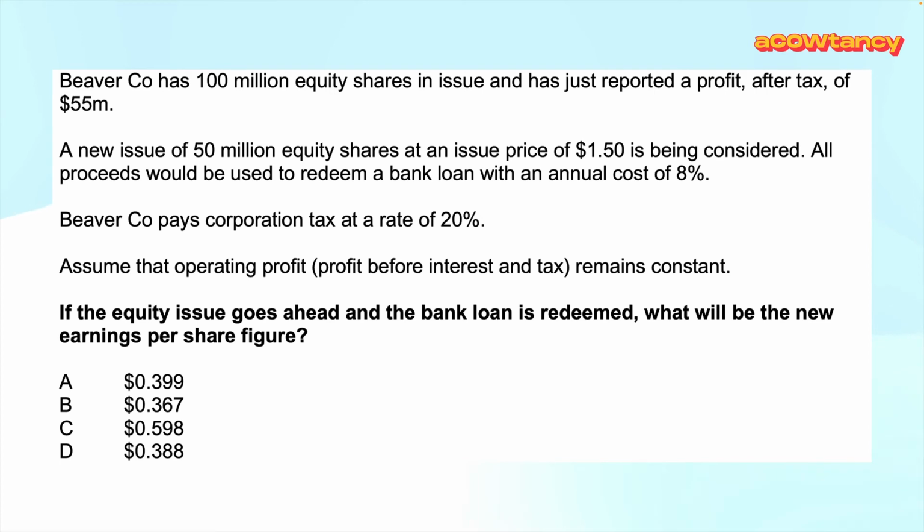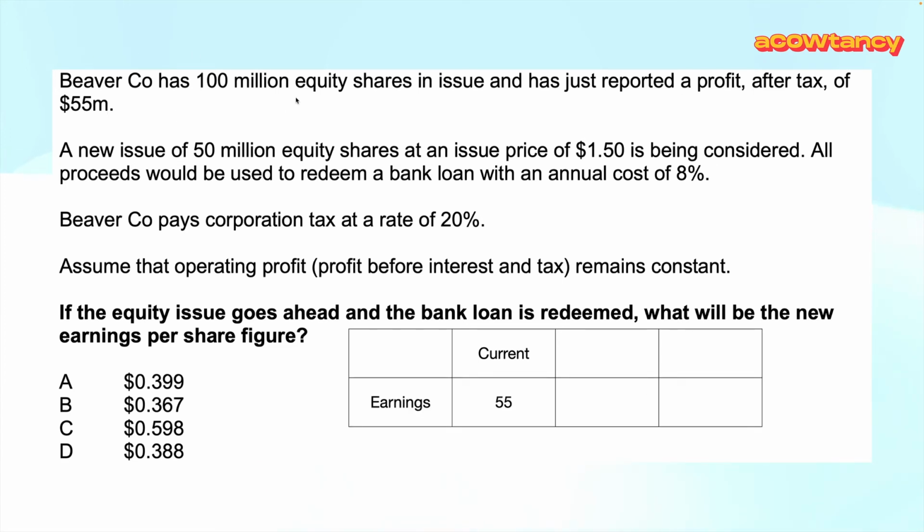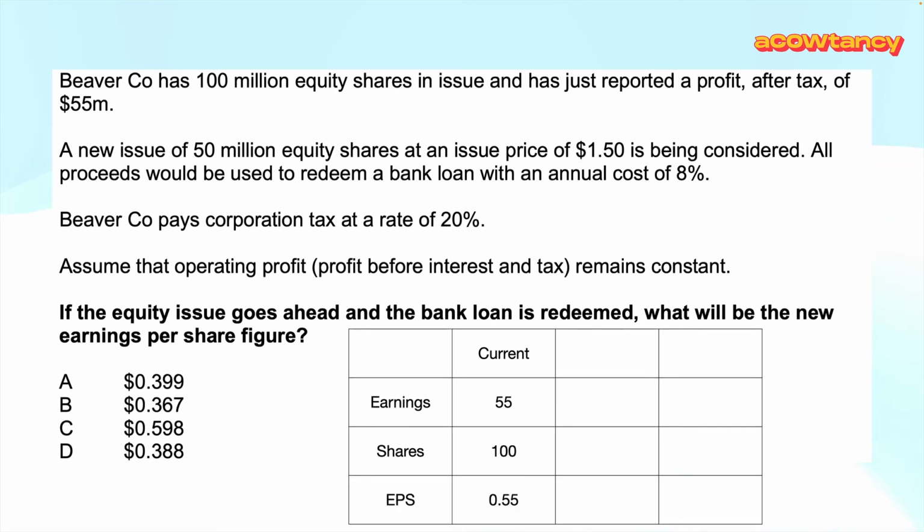It's talking about what will be EPS. Well, EPS is earnings per share. So let's have a look at the earnings. It tells us they've just reported a profit after tax, that's what goes into EPS, of 55 million, and they've got 100 million shares. So the current situation, earnings divided by shares, is 0.55. But then it says we're going to issue more shares at a price of 1.50. So we're going to have 50 times 1.5, that's the money that we're going to get in.